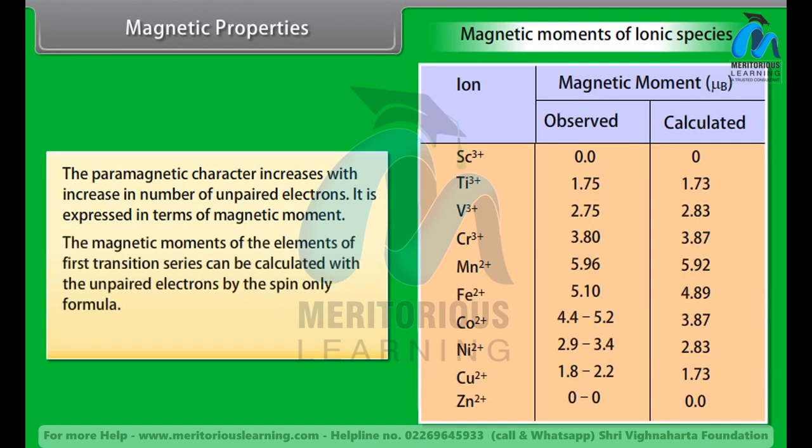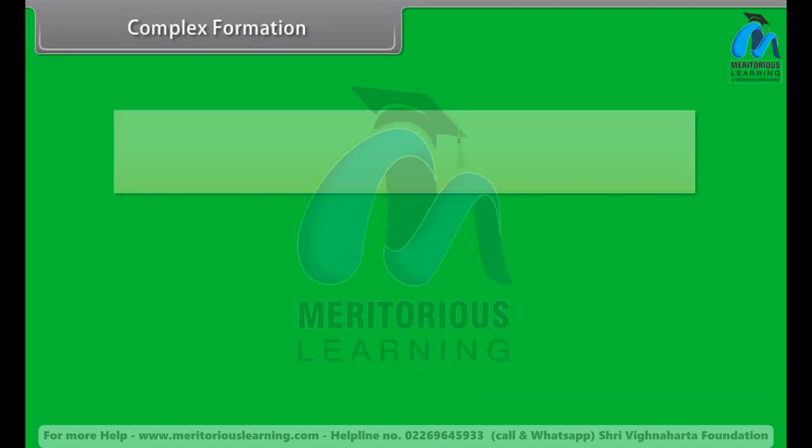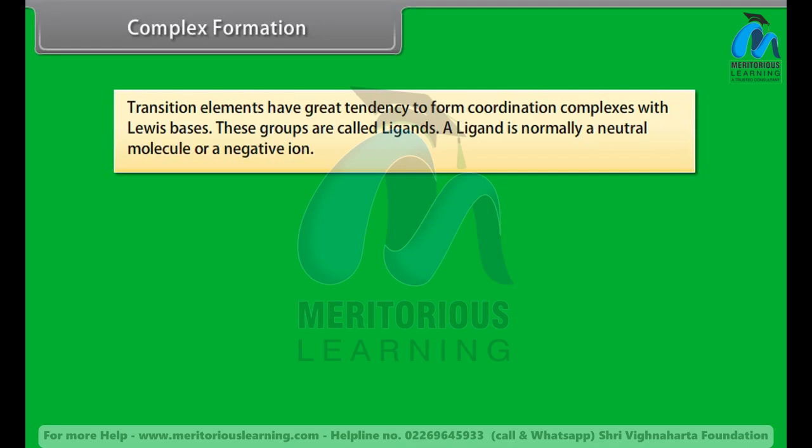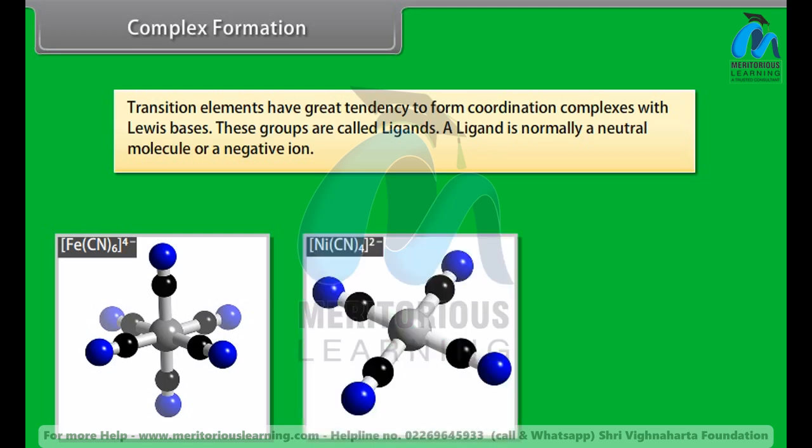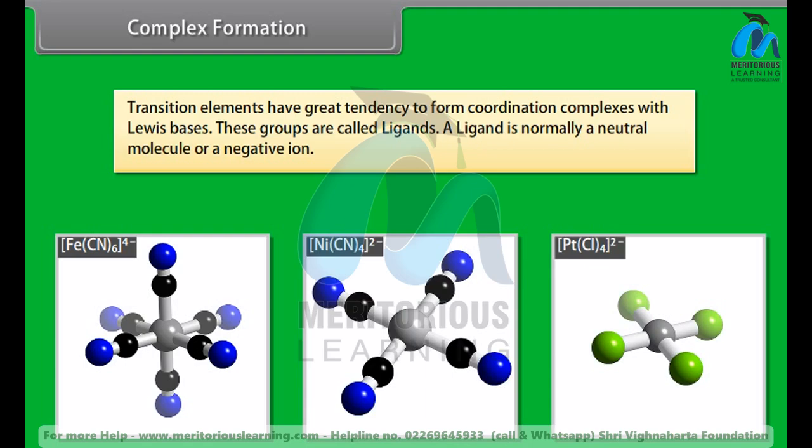The magnetic moments of the elements of first transition series can be calculated with the unpaired electrons by the spin-only formula. Complex formation. Transition elements have great tendency to form coordination complexes with Lewis bases. These groups are called ligands. A ligand is normally a neutral molecule or a negative ion. For example, Fe(CN)6 negative, Ni(CN)4 negative, and PtCl4 negative.